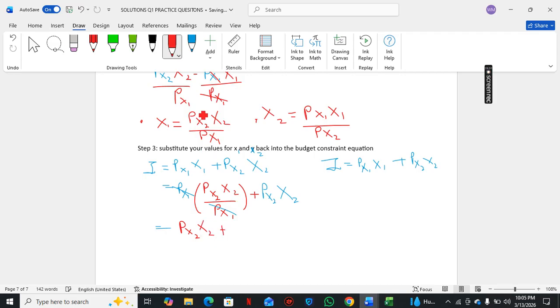plus PX2 X2. Okay. You're adding the same PX2 X2 plus PX2 X2, so you're going to get our value I equals 2PX2 X2. Okay.